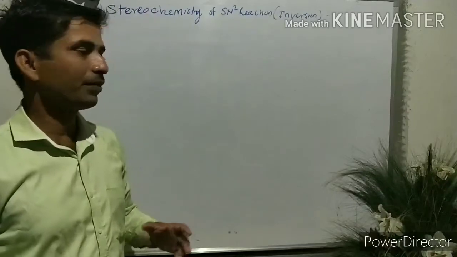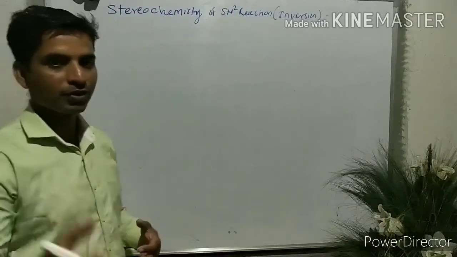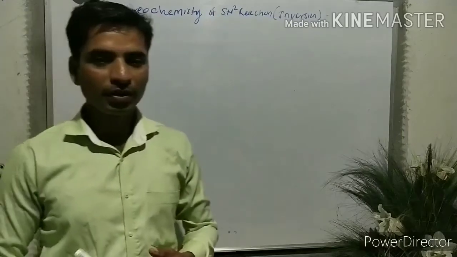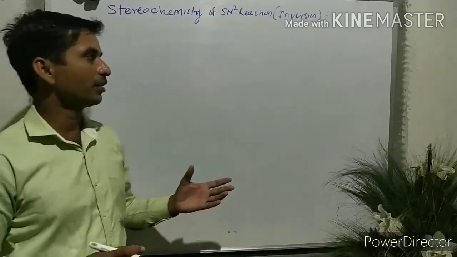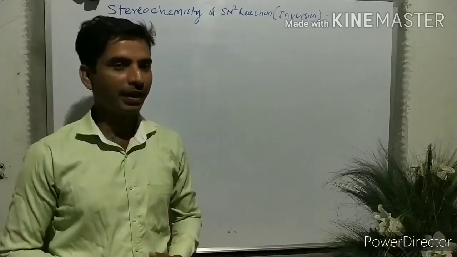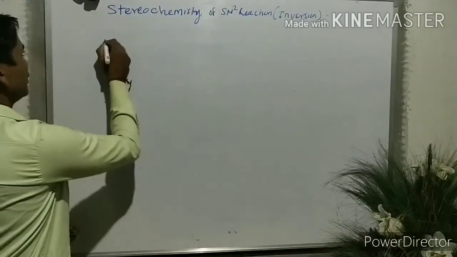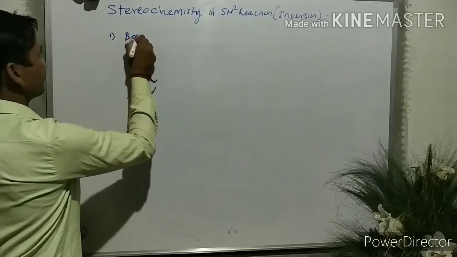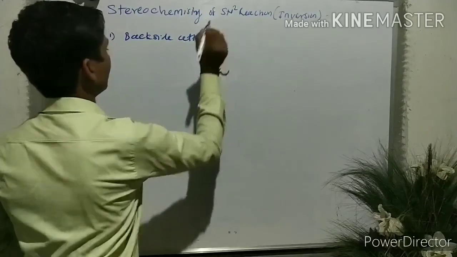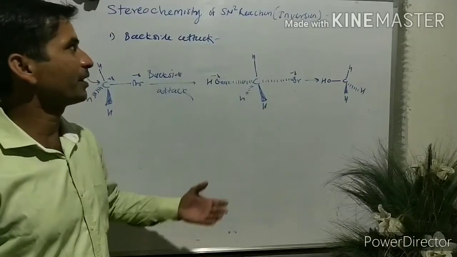Let's see how there is inversion in the SN2 reaction. For that purpose, we have to consider how the nucleophile approaches the carbon. There are three ways for the nucleophile to reach the carbon, and we know the more favorable one is the backside attack. So let's see why backside attack is more favorable in the SN2 reaction. Let's consider backside attack first.